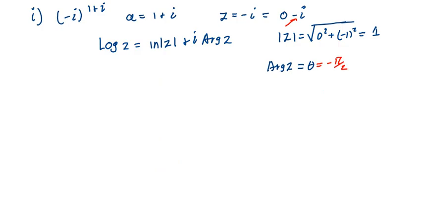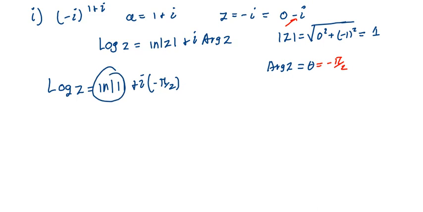So let's go ahead and finish this up. So we're going to say log z is equal to natural log of the magnitude of z, which we have found is 1. Then we say plus i times the argument of z, which we have found is minus pi over 2. So natural log of 1 is equal to 0. So we end up with log z being equal to minus i pi over 2.